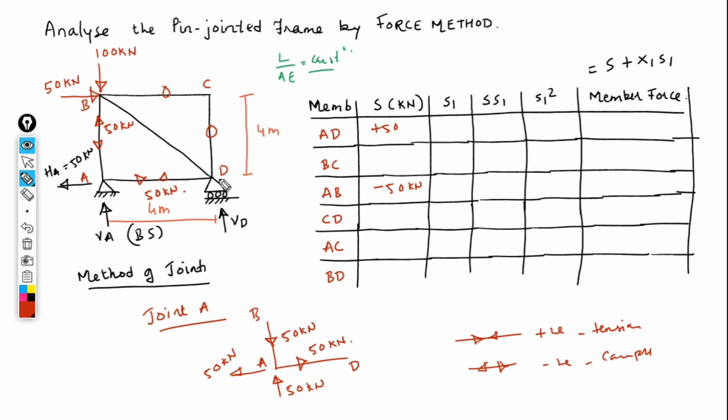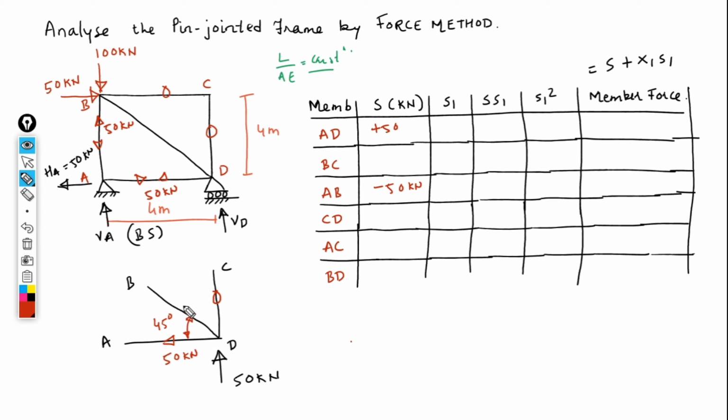Now we can consider joint D. I have drawn the free body diagram of joint D. Joint D is connected to 3 members. We know the member force in member CD. We also know the member force in member AD, which is away from the joint, 50 kilonewton. We are required to find the member force in member BD. For that I have to assume that FBD is towards the joint.